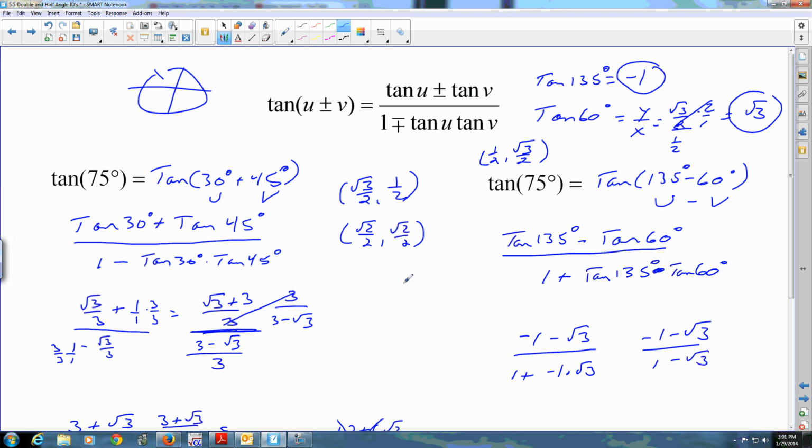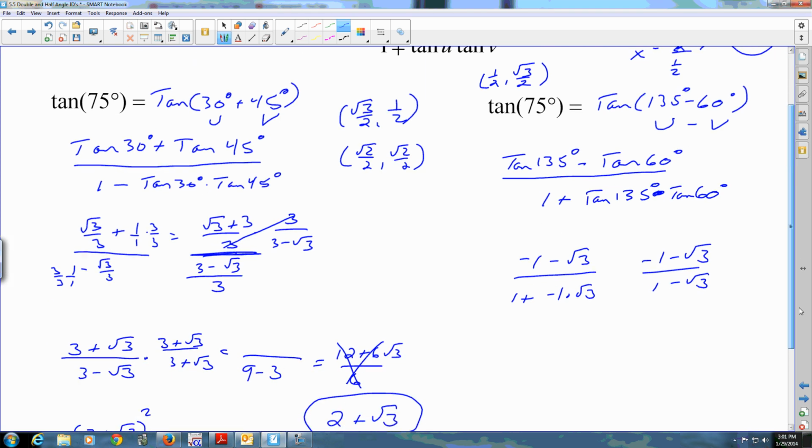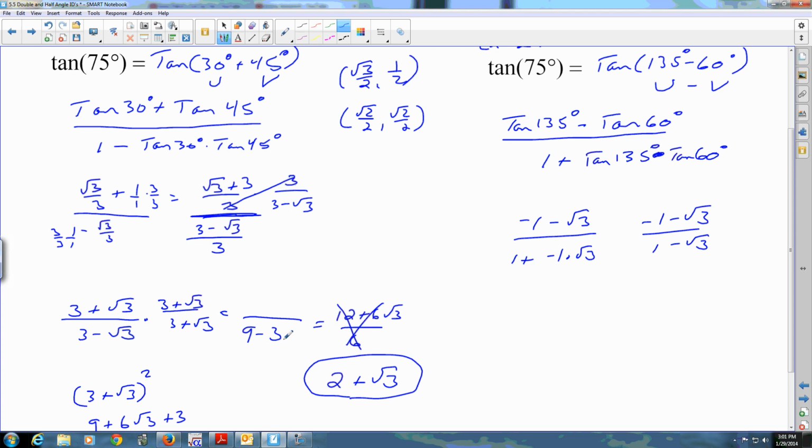Now, I didn't lose a symbol, did I? I don't think so. Okay. That's looking eerily similar to this. Okay? Let's multiply by its conjugate and see what we get. I hope I didn't make a mistake somewhere. I'm going to be really embarrassed. Okay, its conjugate would be 1 plus the square root of 3, 1 plus the square root of 3.